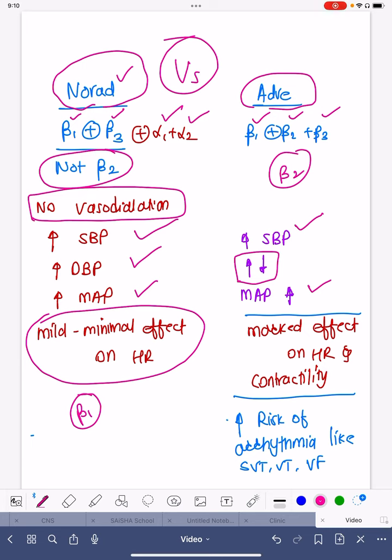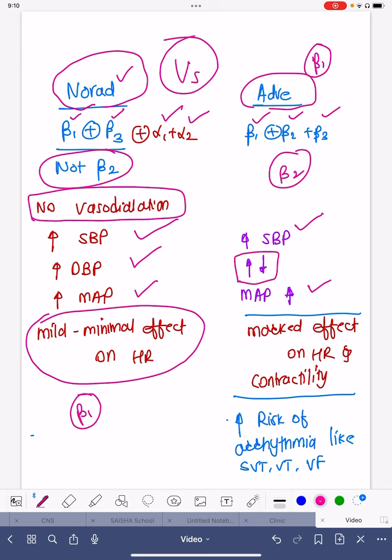Whenever a patient of hypertension has tachycardia, noradrenaline is a much better option compared to adrenaline, because adrenaline has marked effect on beta 1 and it can cause intense tachycardia. That is the reason why it can cause arrhythmias. This risk is much less with NORAD, as it will not increase the heart rate.